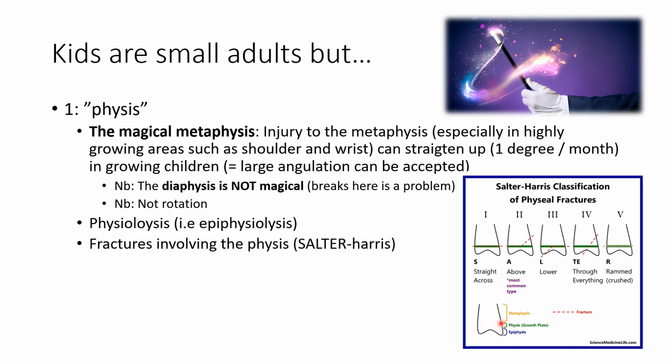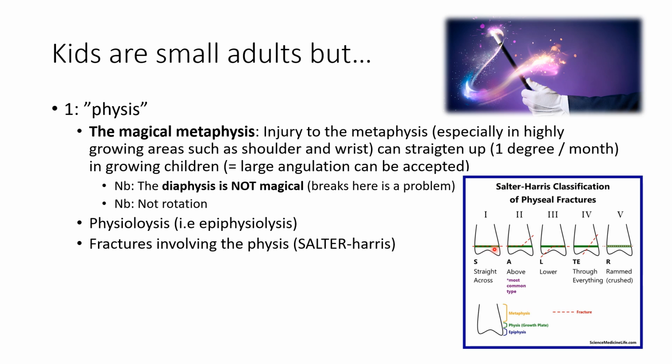The physis is the growth zone, and there can be breaks in that, and it's important to know the Salter-Harris classification, because if it breaks through into the joint or the growth zone is destroyed, then it's a difficult fracture, and usually has to be operated on, right? And the Salter-Harris classification can be remembered as Salter.